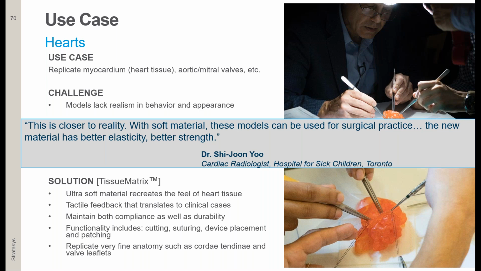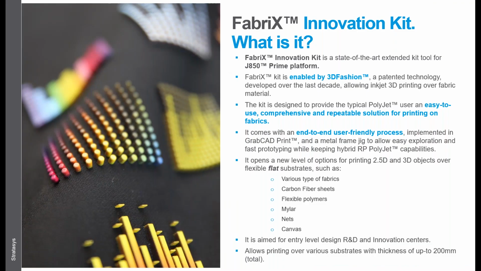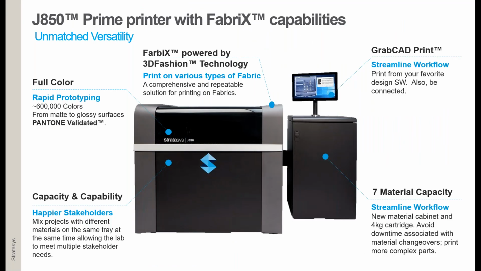Now moving on, the J series, beyond the industrial use and the medical applications, we are now looking at an innovation kit. It's called the Fabrics Innovation Kit. What is it? On the print platform, on the print bed, you can load a fabric, and on top of the fabric, you have a 3D design that you can print. That's exactly what the J series fabrics printer is all about.